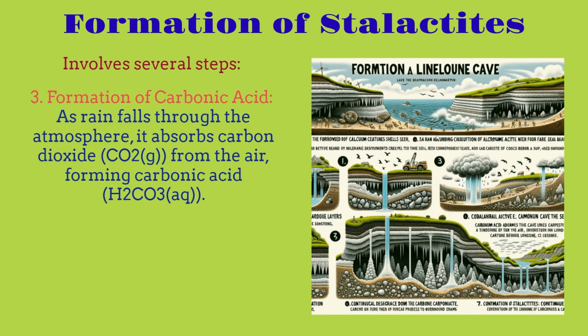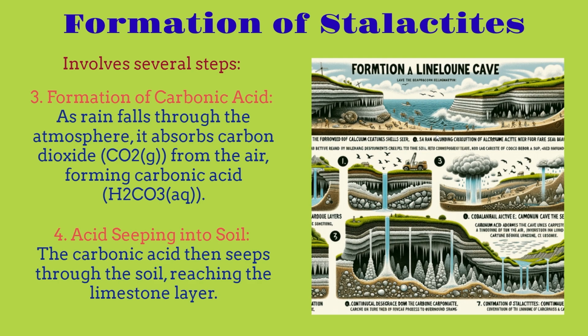For step number 3, we have the formation of carbonic acid. As rain falls throughout the atmosphere, it absorbs carbon dioxide, which is CO2, from the air. And then once those two combine together, it forms carbonic acid, which is H2CO3. So for step number 3, just as a quick summary, since rain also falls, rain has a type of acid inside of it. Once it combines with the carbon dioxide from the air, then it forms a new carbonic acid, which is H2CO3.